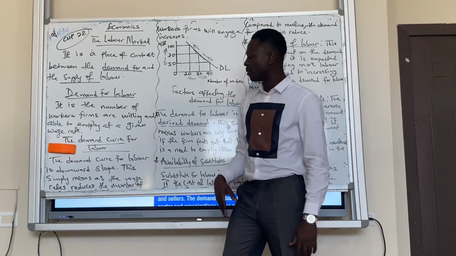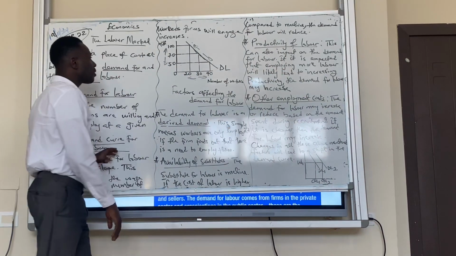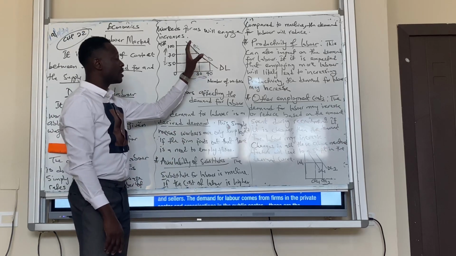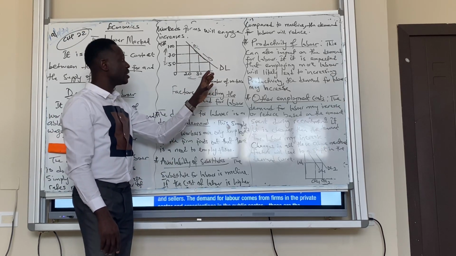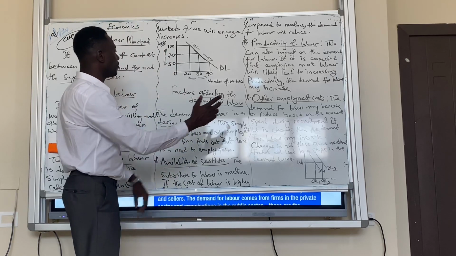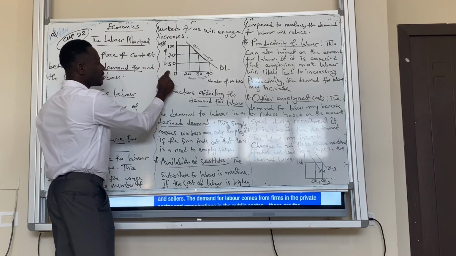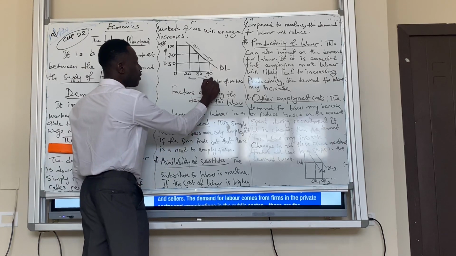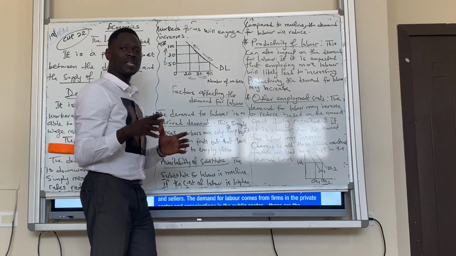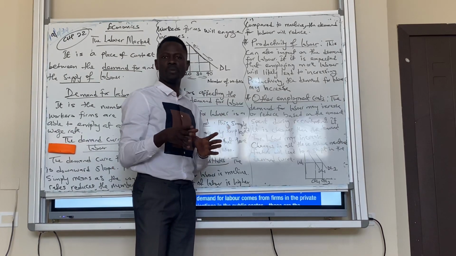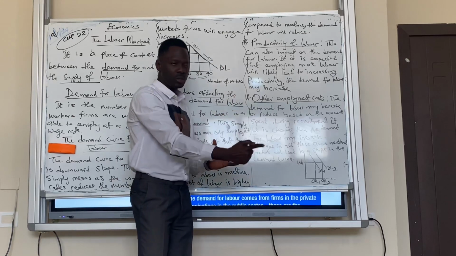The demand curve for labor is always downward sloping. Why is the demand curve of labor downward sloping? It is downward sloping because as soon as the wage rate falls, for example from 70 to 50, the number of workers firms will be willing to employ will increase from 30 to 40. So there's always an inverse relationship between the wage rate and the number of workers firms are willing to employ. That is why the demand curve is downward sloping.